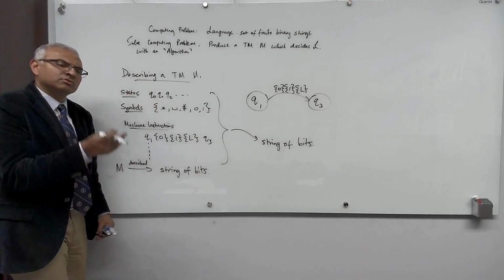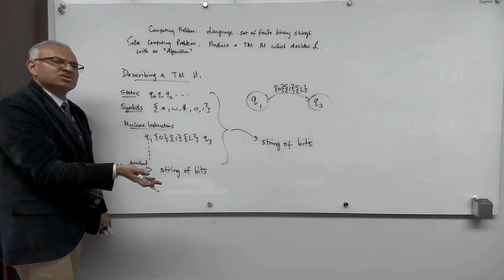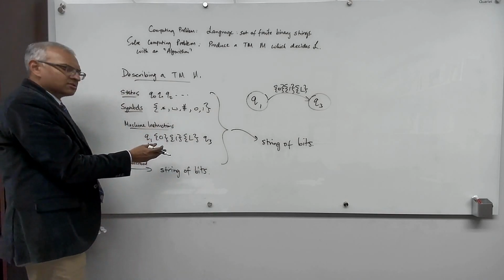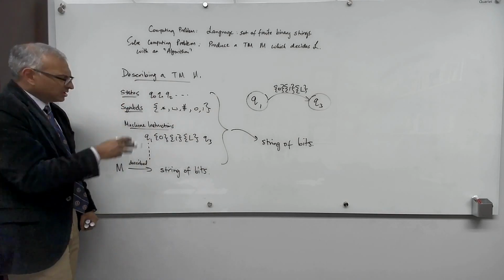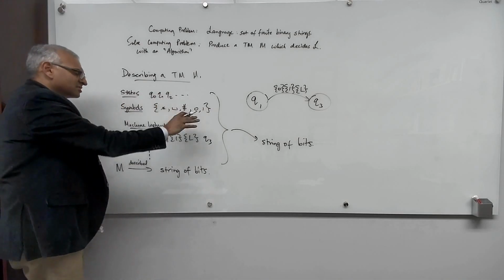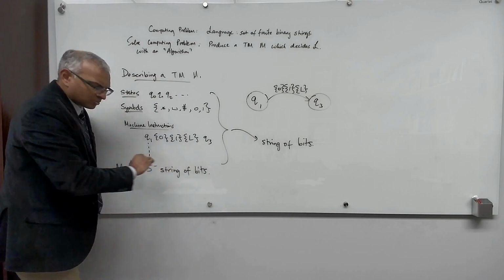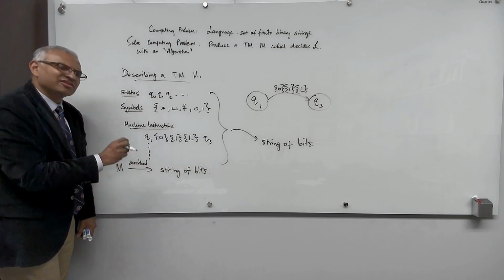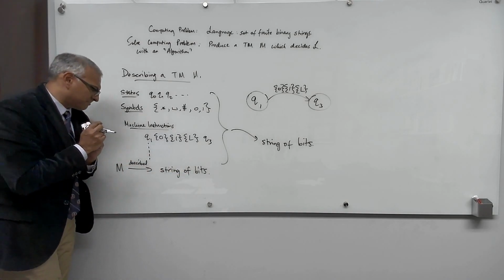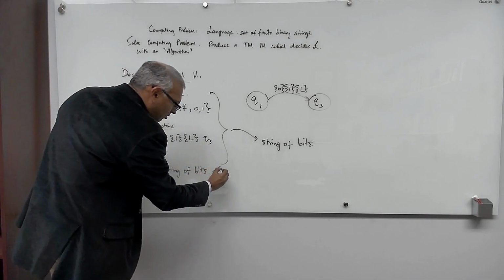So what you can do when you're talking to your friend is you send your friend this string of bits, the friend gets the string of bits, and then decodes it into whatever the states are, the symbols, and the instructions. So when you take a Turing machine M and you describe it by its string of bits, we call that the encoding of M. And we write that as the encoding of M.